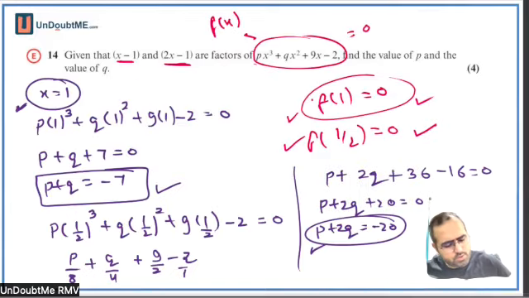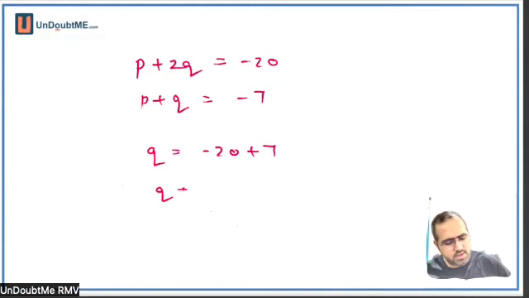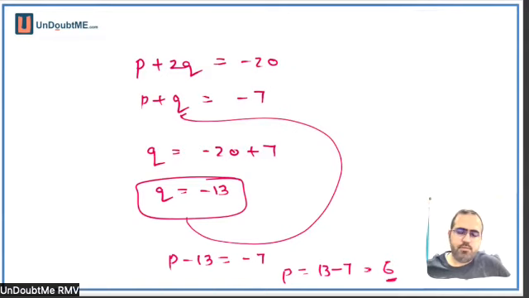P plus 2Q is equal to minus 20 and P plus Q is equal to minus 7. If I subtract them, it will be Q is equal to minus 20 plus 7. Q is equal to minus 13. If I put this value of q over here, then p minus 13 is equal to minus 7. P is equal to 13 minus 7, that is 6. So P and Q values will be 6 and minus 13.